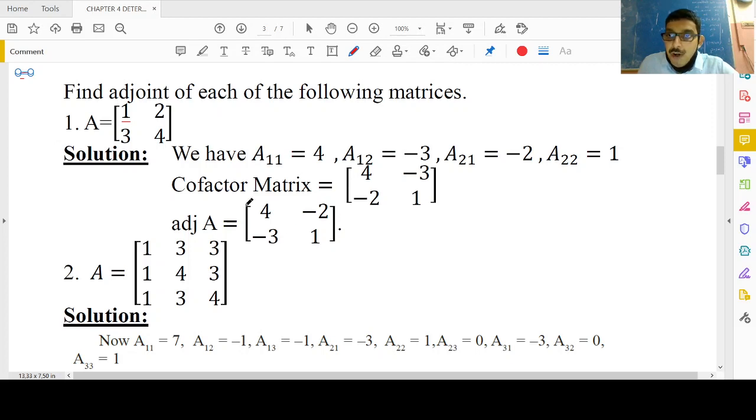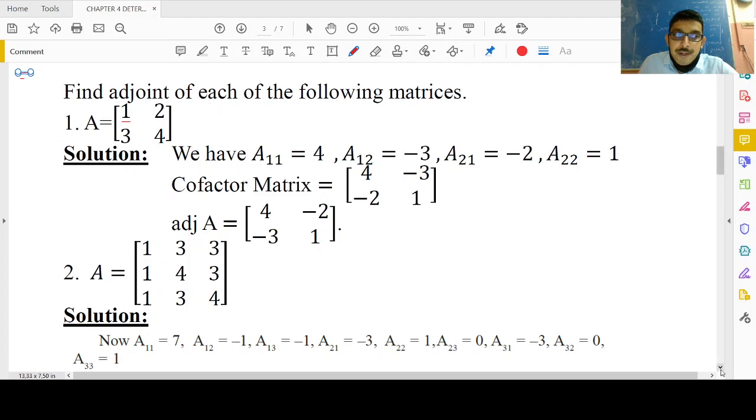To get the adjoint of a 2 by 2 matrix, you just have to interchange the diagonal elements. These are the diagonal elements. To get the adjoint, interchange the position of the diagonal elements and change the sign of the non-diagonal elements. For non-diagonal elements, change the sign without changing their position. So directly you will get the adjoint of a 2 by 2 matrix by interchanging the diagonal elements and changing the sign of the non-diagonal elements.